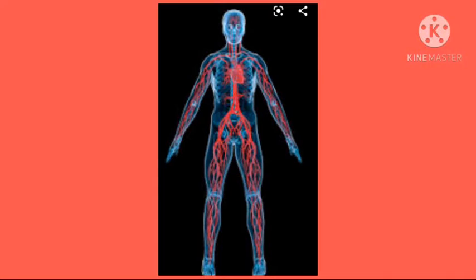The circulatory system comprises the heart, blood vessels and blood, which circulates throughout the body, thereby helping in the transport of nutrients, oxygen and carbon dioxide. So with the help of the blood, the nutrients and carbon dioxide are circulating throughout our body.